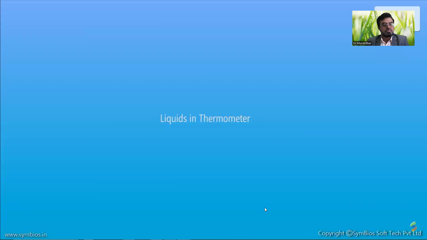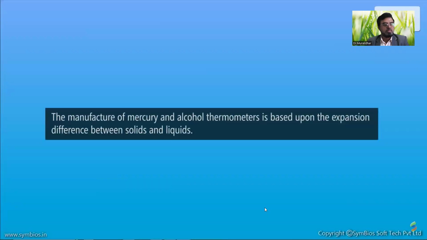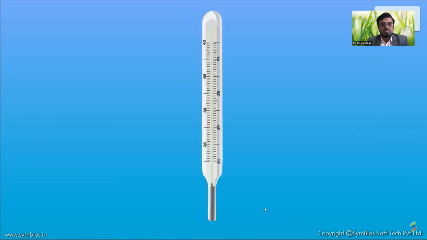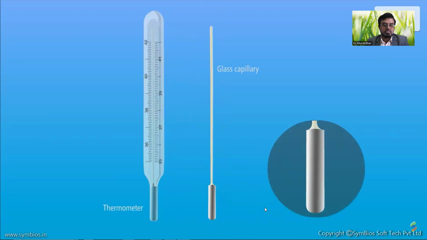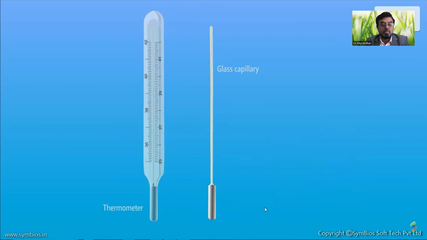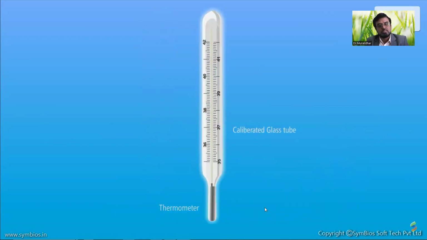Liquids and thermometers. The manufacture of mercury and alcohol thermometers is based upon the expansion difference between solids and liquids. A thermometer consists of a glass capillary ending in a bulb shape which is filled with a small amount of liquid, either mercury or alcohol, in the form of stained red ethanol. This liquid filled capillary is protected and placed in a calibrated glass tube.